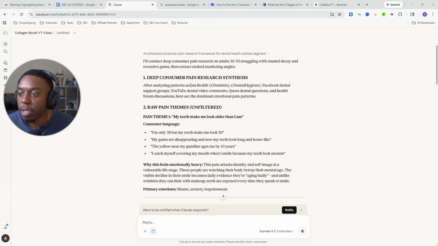So after analyzing patterns across Reddit, so they went to dentistry, dental hygiene, Facebook, support groups, YouTube dental video comments, core dental questions, health forum discussions. Here are the dominant emotional pain patterns. So we're looking for patterns. A lot of people don't understand that no matter the niche or product that you're selling, there's certain fundamental problems that people will have forever, right? People will always be fat. People will always not like their smile or not like their skin or feel like they're out of shape or feel like they could do X, Y, Z. So we need to figure out, what are the strong patterns? What are the things that show up every single day in someone's life?